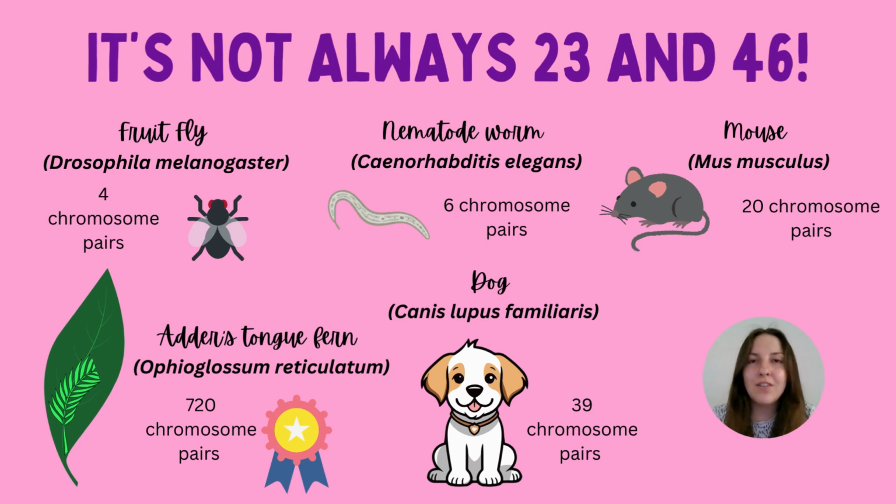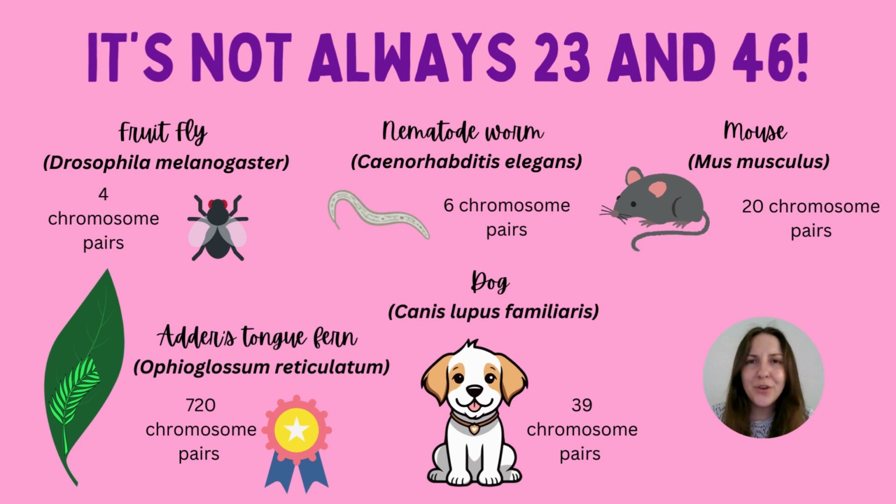And the reason I want to show you this is because often people will think the number of chromosomes is correlated to the size of the organism or the intelligence of an organism, or maybe that it's an apex predator. Now, we know that the adder's tongue fern, which is a plant, is not an apex predator. It's actually a producer if we look at it in a food chain, because it's a plant, it can photosynthesize.